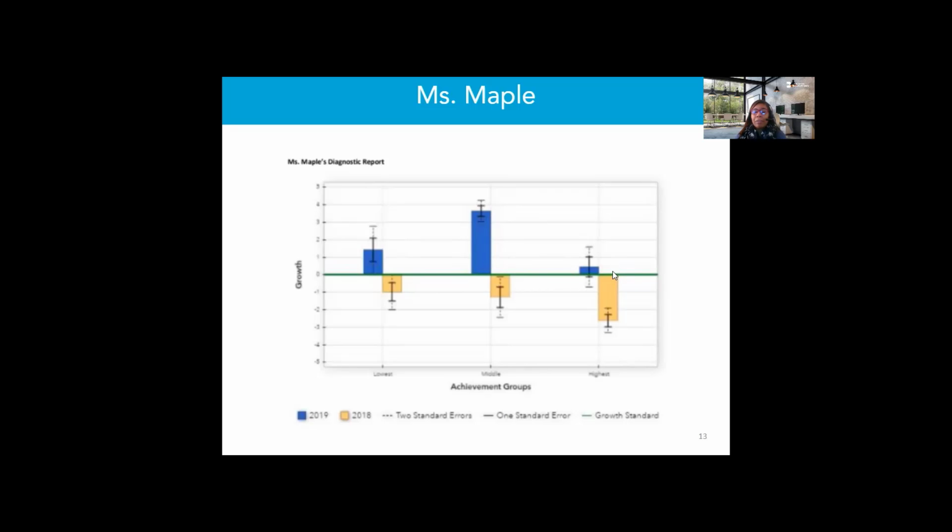Her high kids on the other side, the growth line is here, the blue bar is above it, but our standard error bars are crossing it, which is letting us know that we don't really have enough evidence that says these kids are growing or are not growing, right? So it's kind of like a mixed group of kids. Some may be, but some may also be falling behind and losing ground academically.